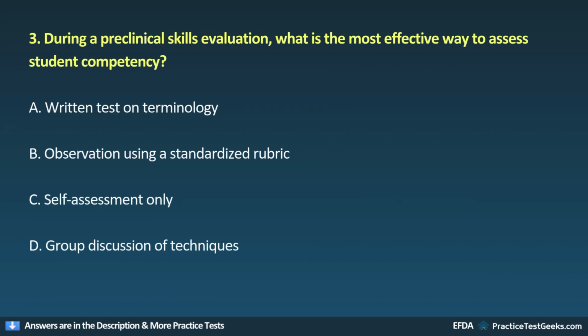3. During a preclinical skills evaluation, what is the most effective way to assess student competency? A. Written test on terminology. B. Observation using a standardized rubric. C. Self-assessment only. D. Group discussion of techniques.